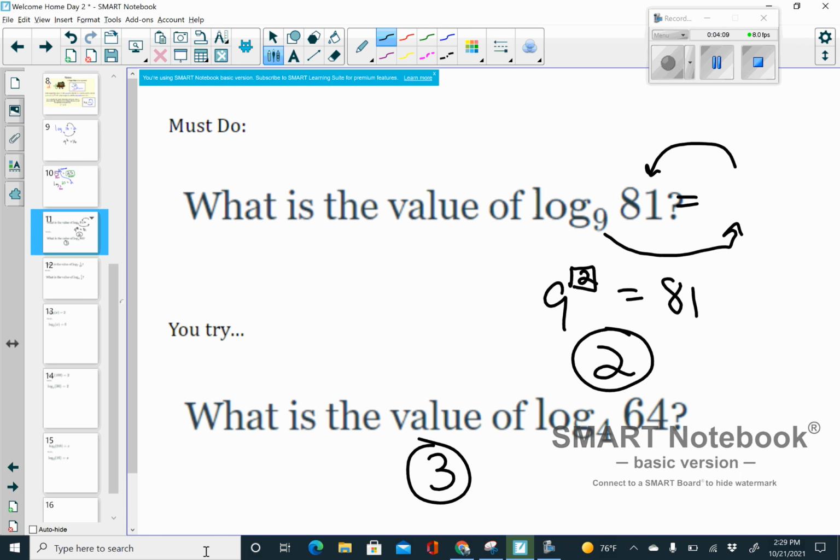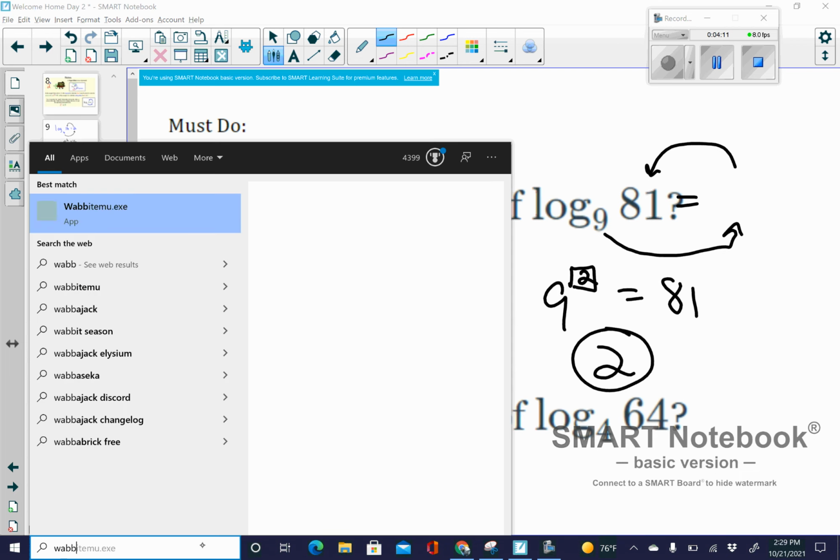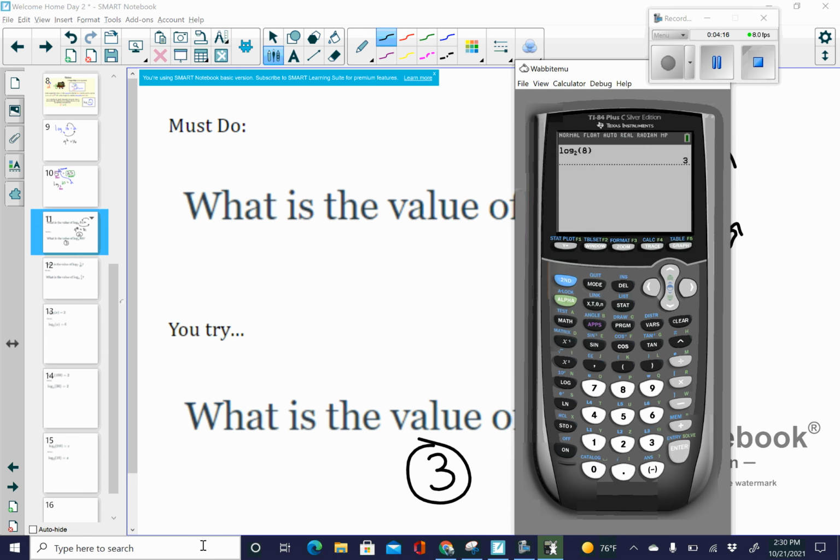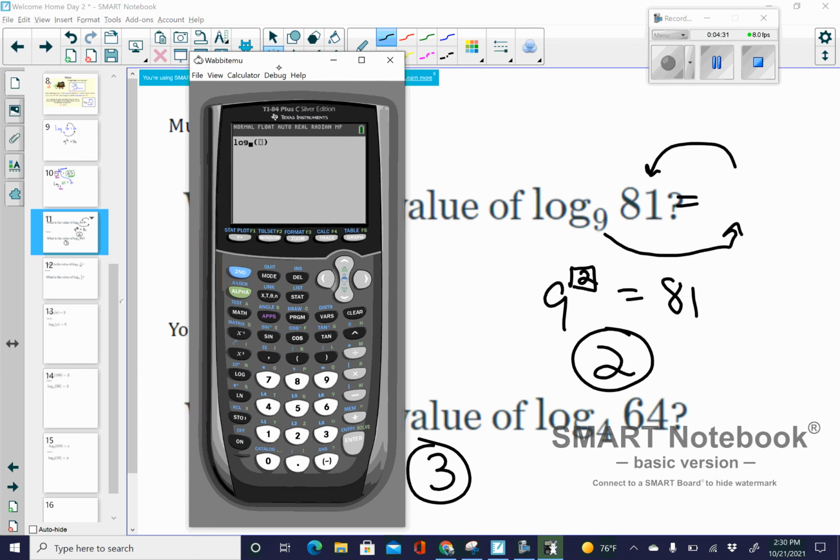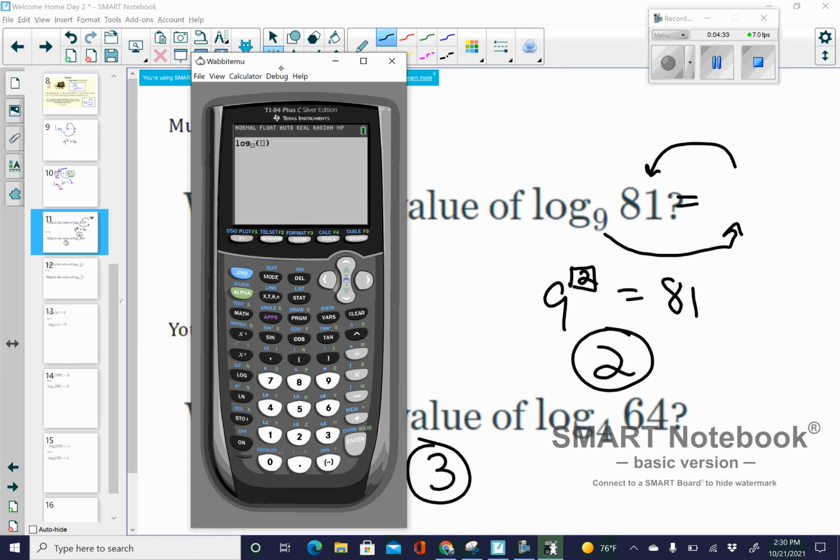All right, I just want to take a commercial break and show you how to do this on the calculator. The calculator actually does do this for you. The log button is under the math button right here. Go all the way down to the bottom, there's log base. You hit that, and then you just put whatever you want into the calculator. So my question is log base 9 of 81, and I'm going to hit enter, and that's where my 2 is going to come from.